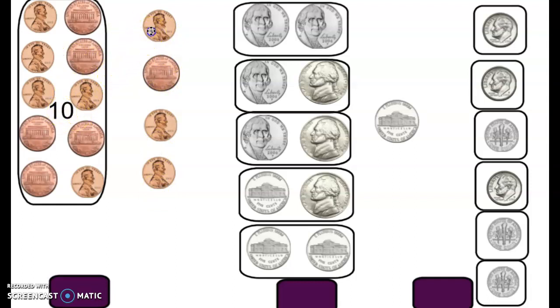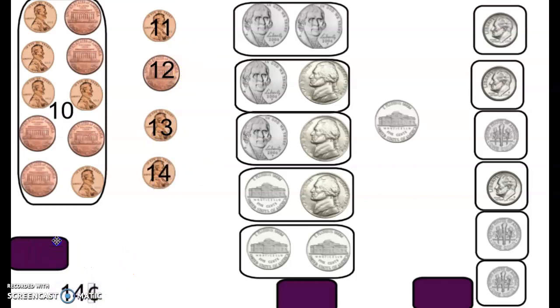10, 11, 12, 13, 14 cents. So the pennies, our pile is worth 14 cents.